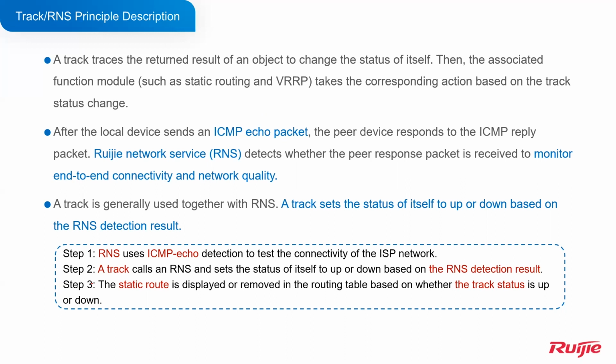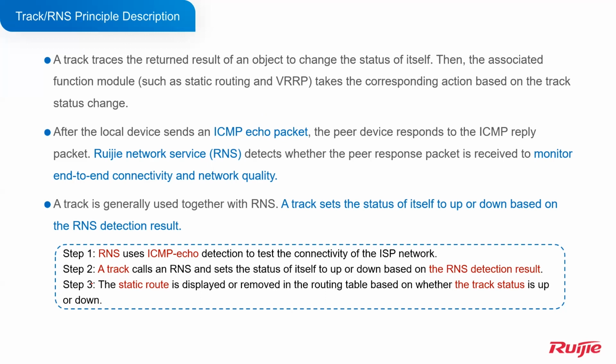And as you can see, here are the steps. The first step, RNS uses RCNP echo detection to test the connectivity of the ISP's network. And then a track calls an RNS and sets the status of itself to up or down based on the RNS detection results. A route is displayed or removed in the routing table based on whether the track status is up or down.